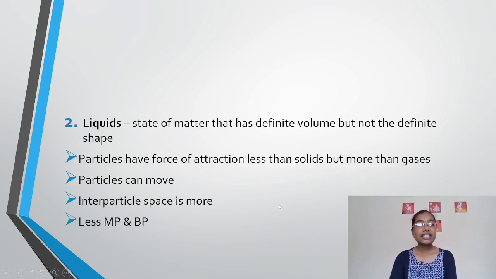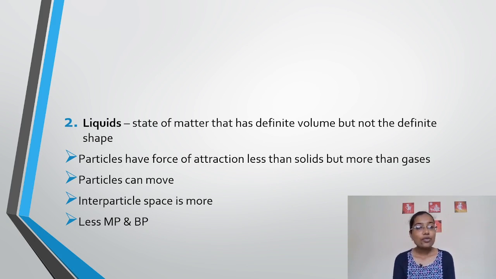Next is liquids. Liquid is a state of matter that has definite volume but not definite shape. Solids have both definite volume and definite shape, but liquids have only definite volume, not shape. So liquids take the shape of their containers. For example, if you pour water in a glass, it will take the shape of the glass. If you pour the water in a bucket, it will take the shape of the bucket. That's why they have volume only but not shape.